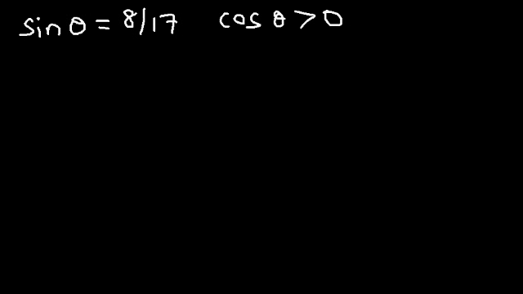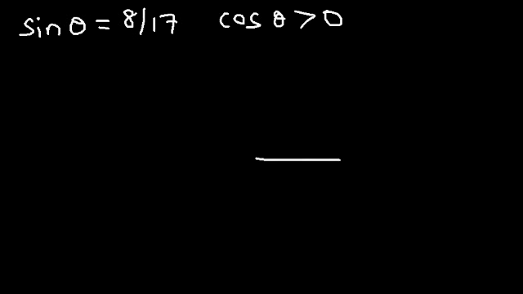Now let's say you're given a question that looks like this. You're given the value of sine theta, and it's equal to 8 divided by 17. And also, let's say that cosine theta is greater than 0. How can you find the other 5 trigonometric functions, cosine, tangent, secant, cosecant, and cotangent, if you're given a problem in this form?